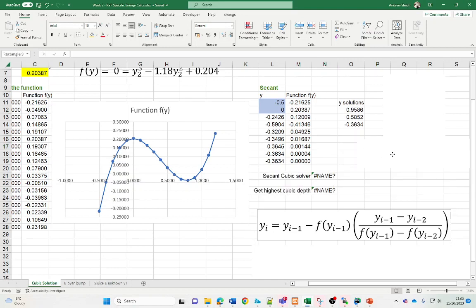Now later on I'm going to show you a secant cubic solver, which is this function, which I've written in Visual Basic. I'm not going to do it straight away because it's a little bit more confusing and distracting. And this one actually gives you the three values. It does it via three iterative methods. And the second one, called get highest cubic depth, will just get the highest one of those three.